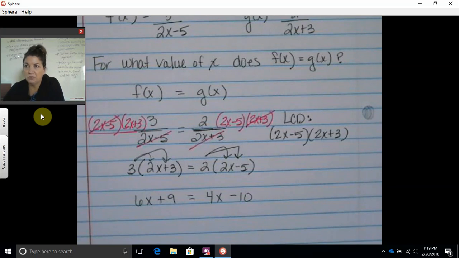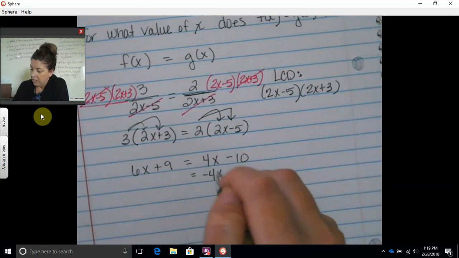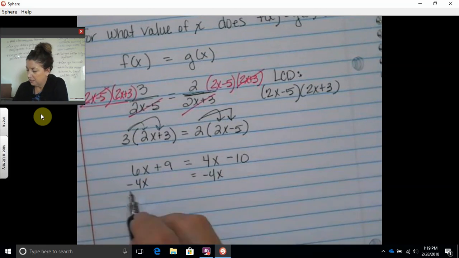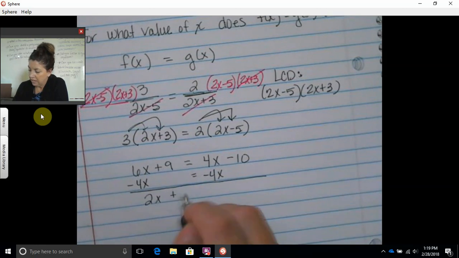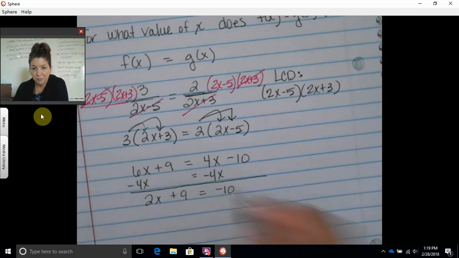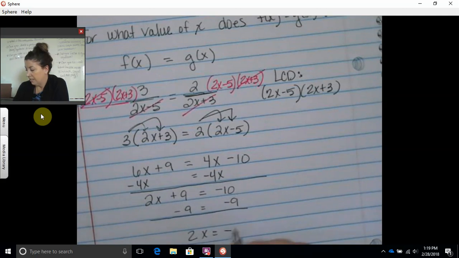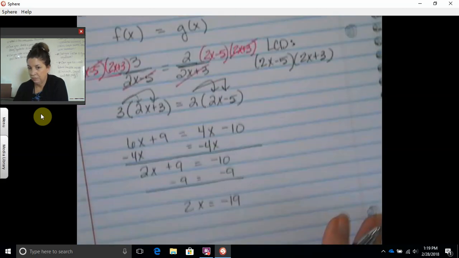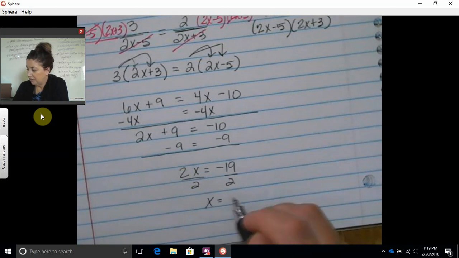There's nothing to combine on the left or the right, so I can start moving stuff over from one side or the other. So there's several things you could do at this point. I would choose to get my x's together and make them positive. So I would subtract 4x, which gives me 2x plus 9 equals negative 10. Subtract 9 from both sides. And 2x equals negative 19. Divide by 2. And x equals negative 19 halves.